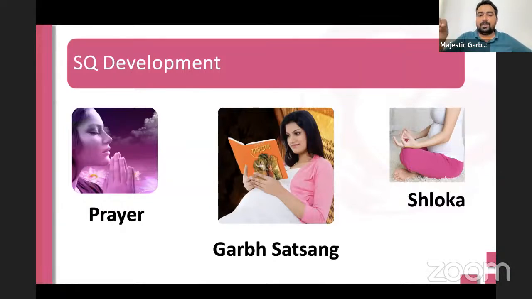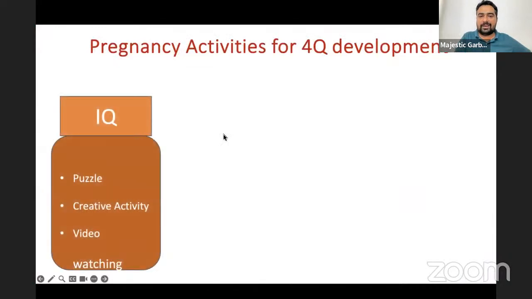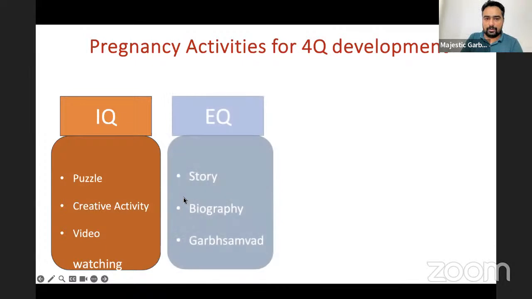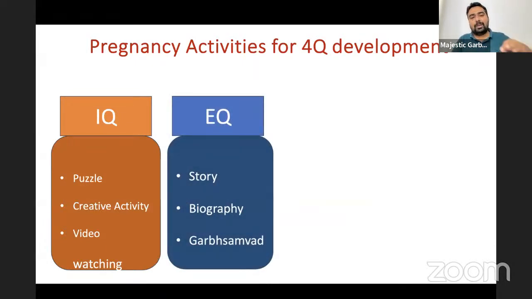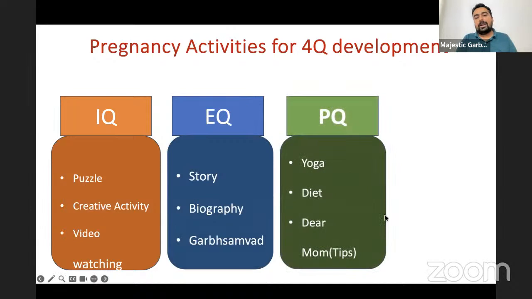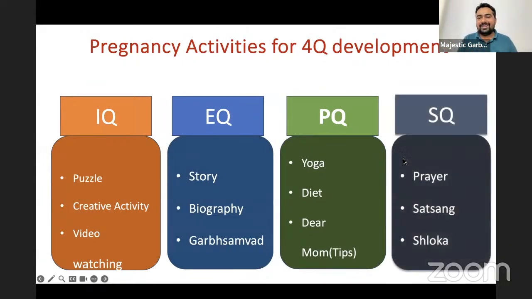So this kind of activity should be done for spiritual and social quotient development. So in total I have taught you 12 activities. And which are these 12 activities? Quick recap: for IQ development, left brain development activities like puzzles, right brain development activities, some creative activities, and some informative videos that can be watched during pregnancy. For emotional quotient development, you can go for story, biography, and Garbh Sambad. For physical quotient development, it is yoga, diet, pranayam, and meditation, and some pregnancy tips that you can follow for physical well-being. And the last one is social and spiritual quotient: for that, prayer, satsang, and sloka.